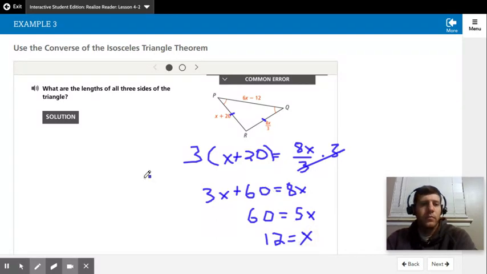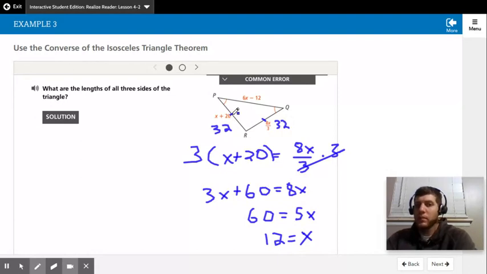Well, they want us to find the lengths of all three sides. So when we substitute that back in, we're going to get 12 plus 20 is going to be 32. Okay, here is going to be 8 times 12 divided by 3. So that's going to be 96 divided by 3, which is going to be 32, right? 8 times 12 is 96 divided by 3 is going to be 32. So when you substitute 12 in there, you end up with 32.